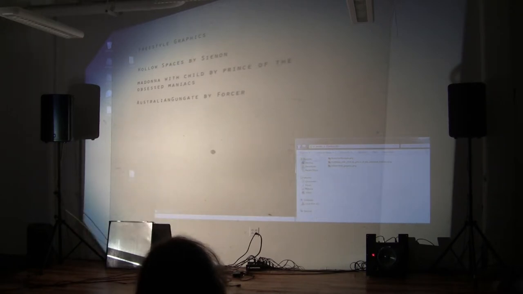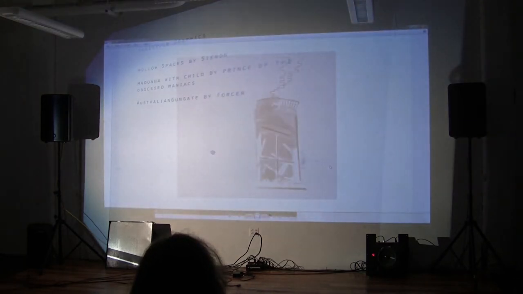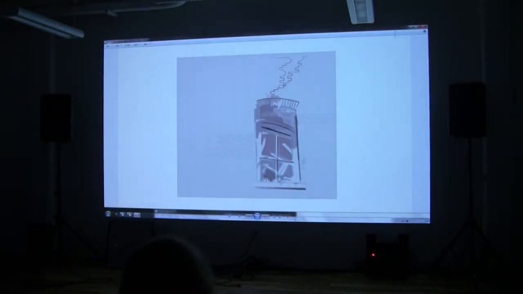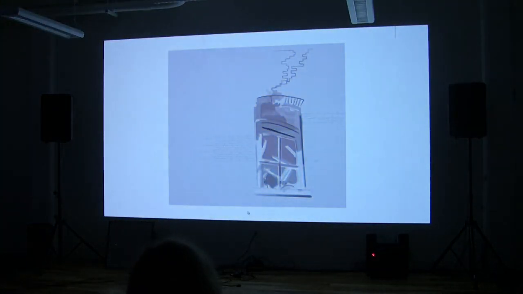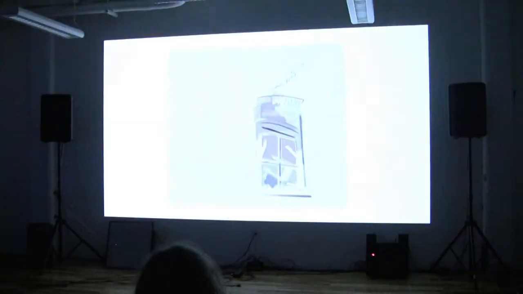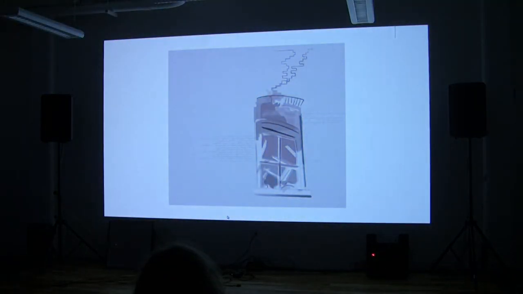Without further ado, I believe we're going to continue to the first entry in the freestyle graphics competition. Yes, no? Okay. Here we go. Okay. That first entry was Hollow Spaces by Zenon.